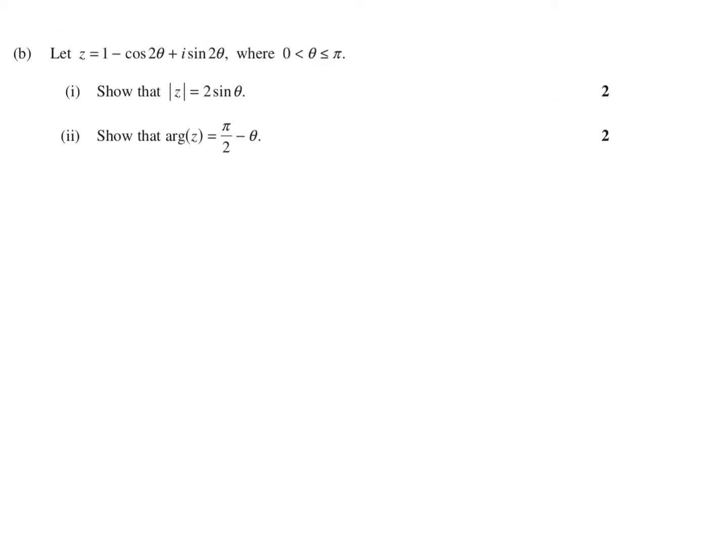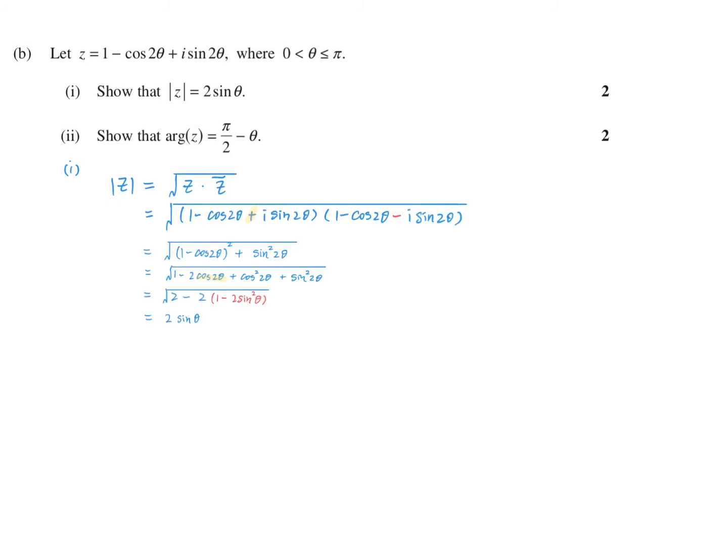Part B, the question is about complex numbers. The question gives a complex number C and tells you that the argument is between 0 and pi, and asks you to find the modulus of C. We know that the modulus of a complex number should be equal to the complex number itself multiplied by its complex conjugate, and take the square root. The rest is just a direct computation.